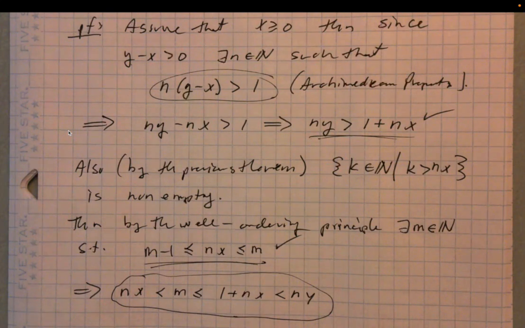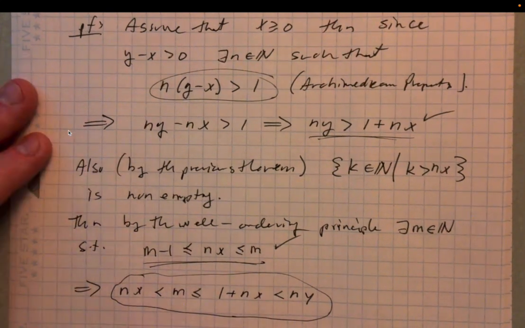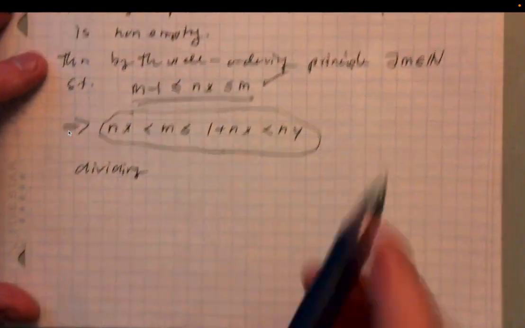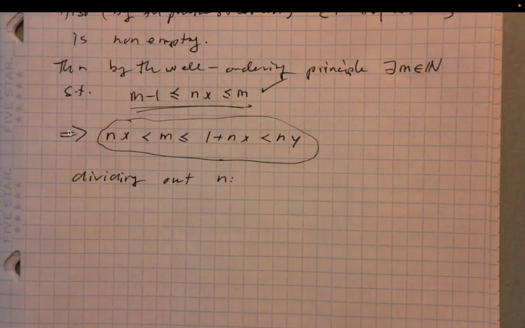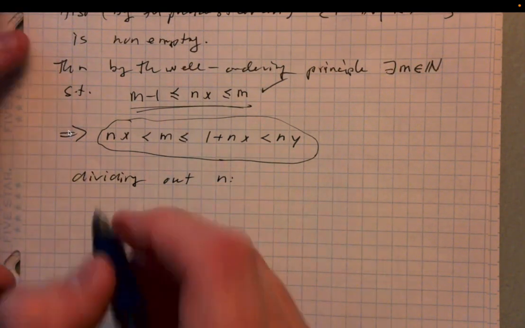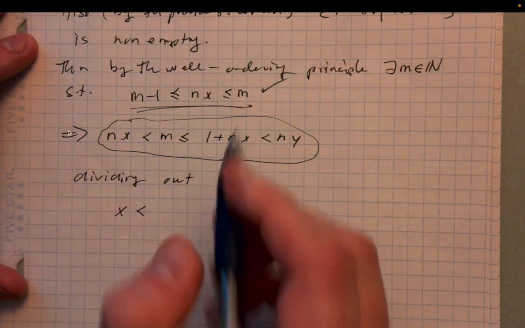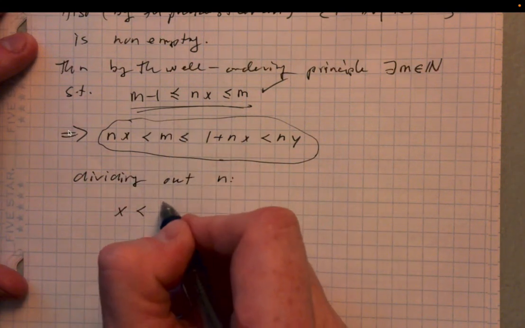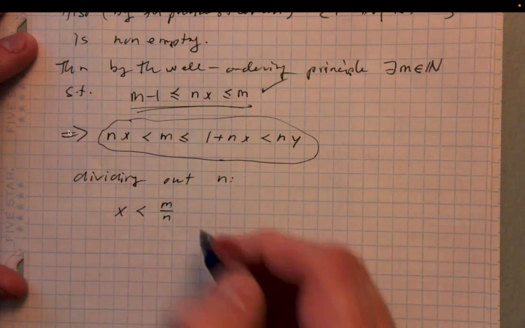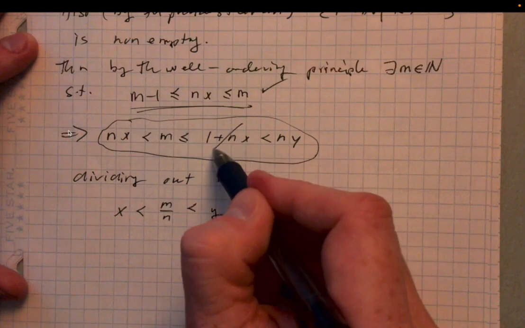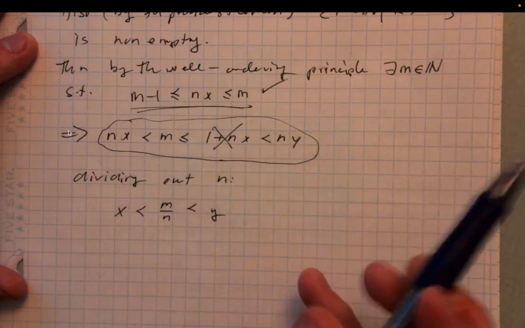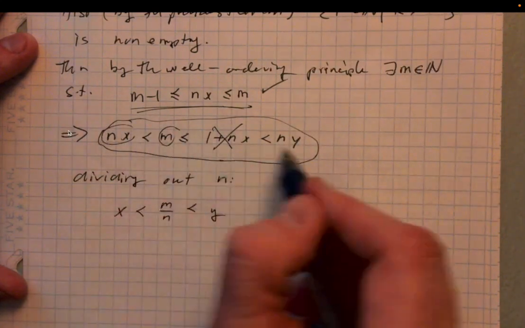Right? And we could clean this up. We can just divide n out of all of this. Right? So dividing out n. What happens if we divide out n? Well, then we get x is less than m over n, which is less than y, right? So we really don't care about this part except insofar as creating the link. What's really important is this, this, and this.